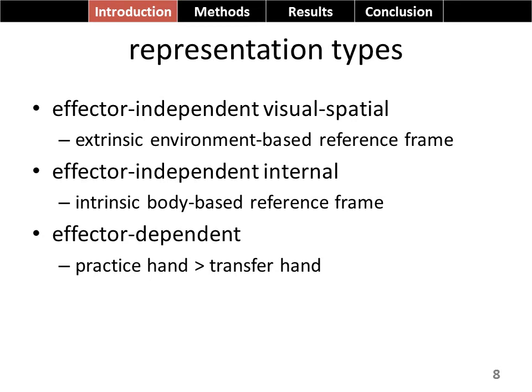In the present study, we differentiate between three types of representations. Effector-independent visual spatial representations have an extrinsic environment-based reference frame. So, this can be tested with a movement in the transfer hand that has the same visual spatial coordinates. Effector-independent internal representations have an intrinsic body-based reference frame. So, this can be tested with a movement in the transfer hand that uses homologous muscles. In external space, these are mirror movements of the original. Effector-dependent representations are required if the practice hand profits more from practice than a transfer hand.